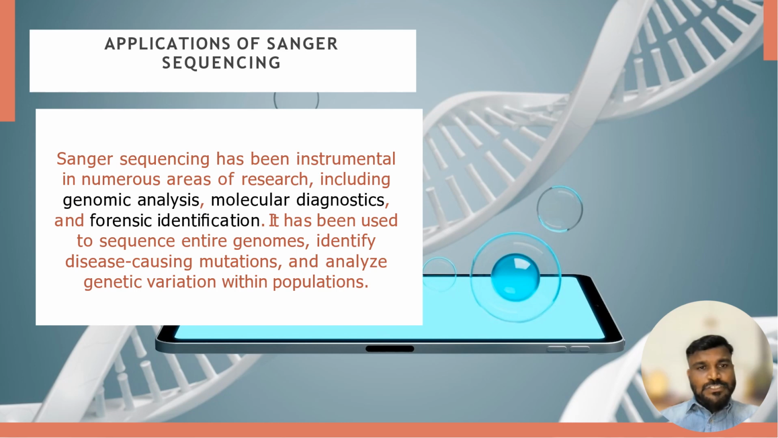Next are the applications of Sanger sequencing. Sanger sequencing has been instrumental in numerous areas of research, including genomic analysis, molecular diagnostics, and even forensic identification. Sanger sequencing was the key tool in the Human Genome Project. It has been used to sequence the entire genome, and sometimes it is used to identify disease-causing mutations and genetic variations within populations. These are some of the applications of Sanger sequencing. It has been used in biology, microbiology, and so many other fields as well.